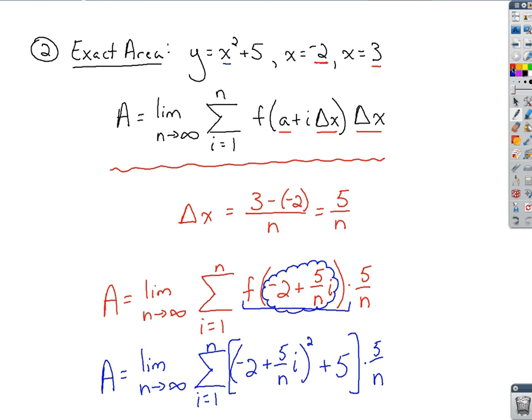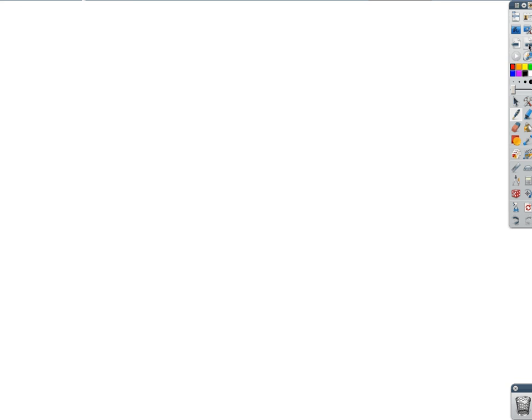Next thing we want to do, continuing our algebra theme, we want to expand out this binomial square. So I might do a little scratch work here off to the side. I'm going to take negative 2 plus 5 over n i. I'm going to multiply that times itself.